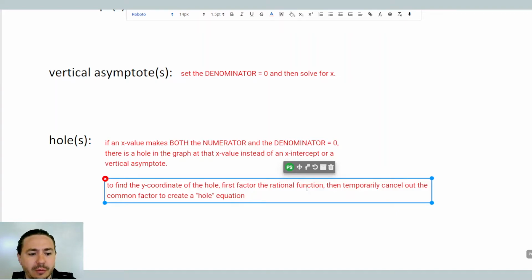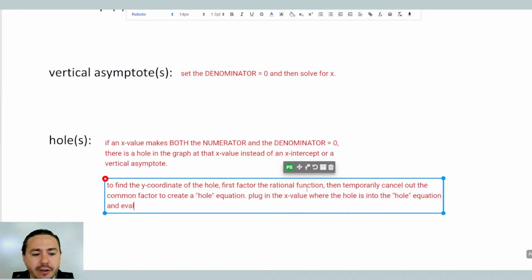Let me make sure, reread this. To find the y-coordinate of the hole, first factor the rational function, then temporarily cancel out the common factor to create a hole equation. Then you're going to plug in the x value, where the hole is, into the hole equation, and evaluate to find the y-coordinate.